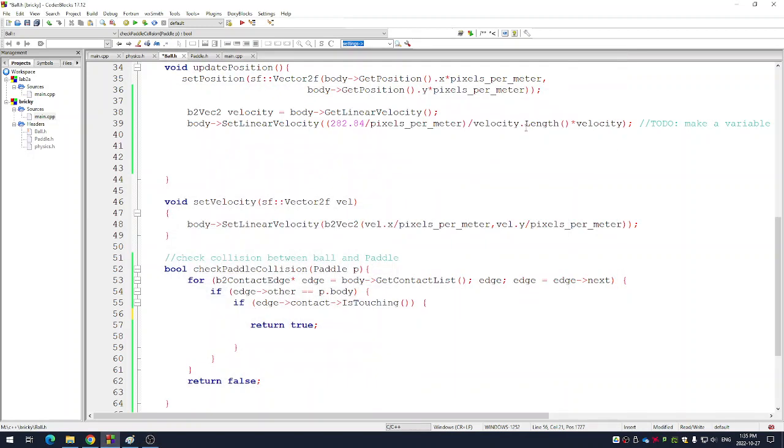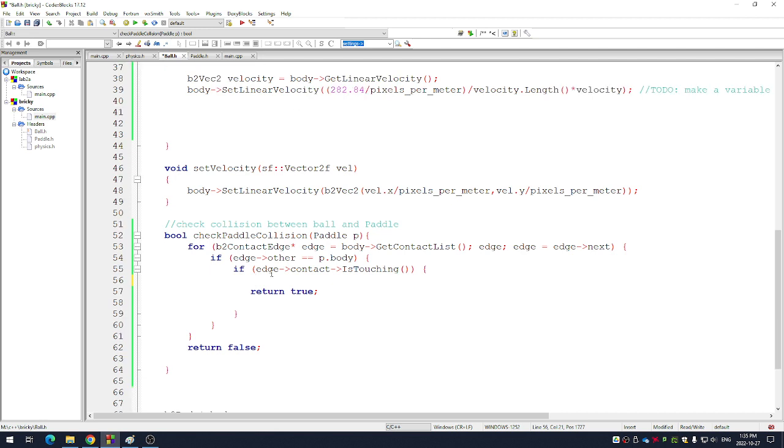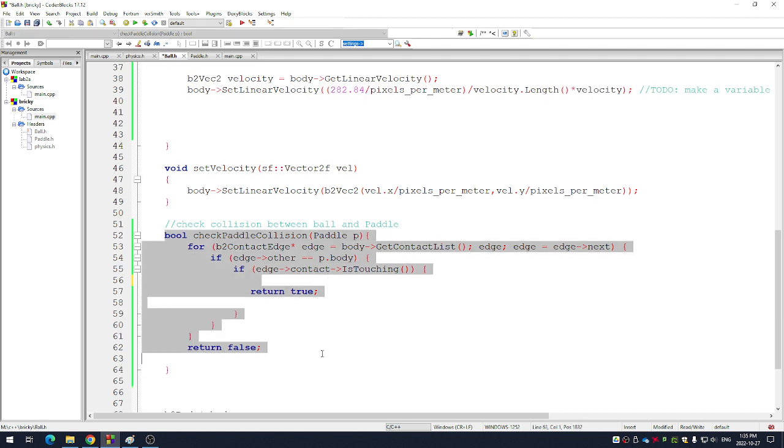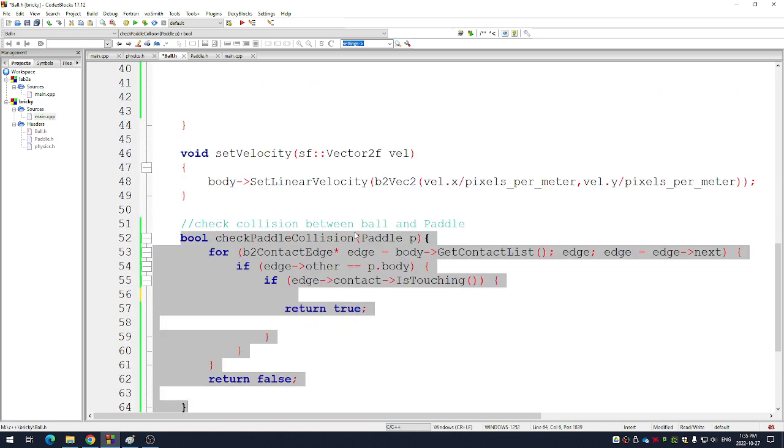So, welcome back. We've got our ball and paddle. Right now we just have a check collision, and the ball is including the paddle file, so that the ball is aware of the paddle file.